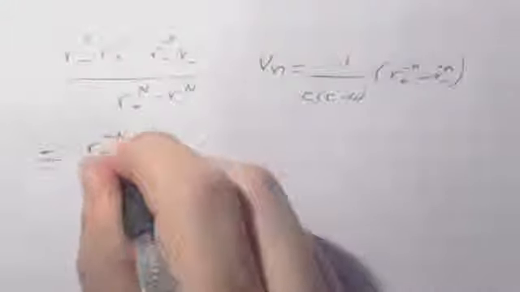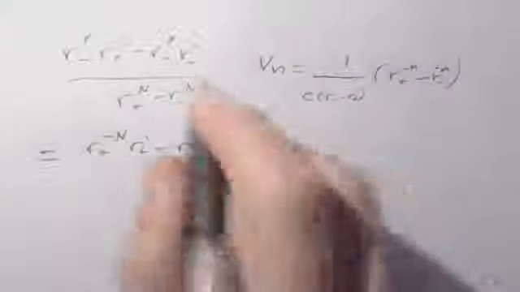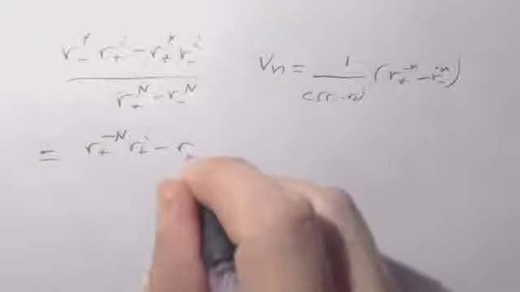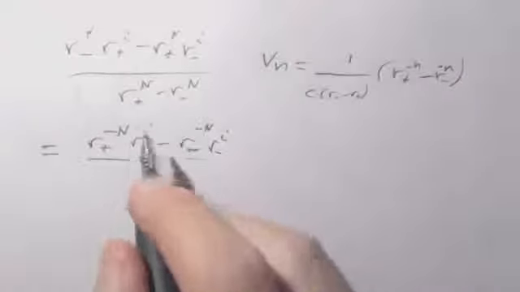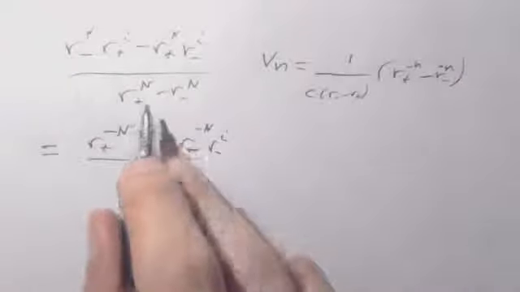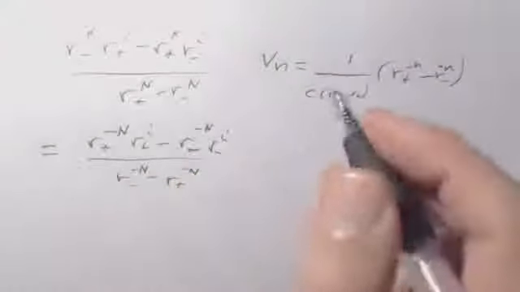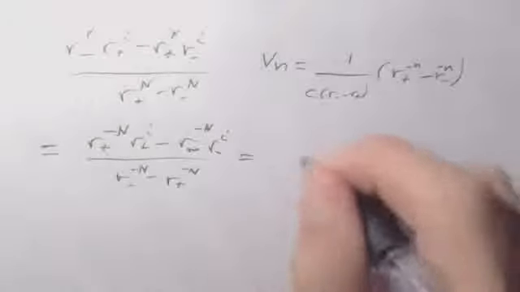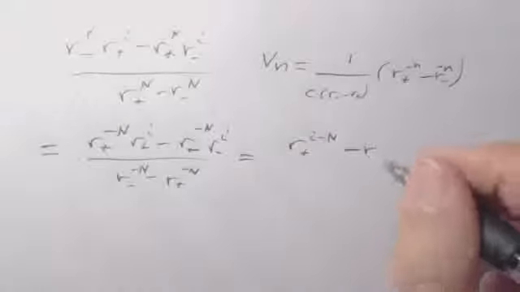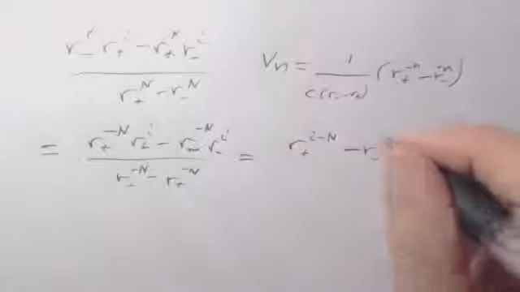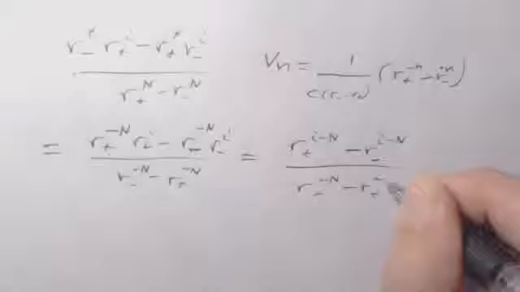r plus to the minus n, r plus to the I, minus r, that should have been a plus, r minus to the minus n, r minus to the I, over, so I've divided the bottom bit by r plus to the n, r minus to the n as well, so it's going to become r minus to the minus n, minus r plus to the minus n. So now we have r plus to the I minus n, minus r minus to the I minus n, over r minus to the minus n, minus r plus to the minus n.